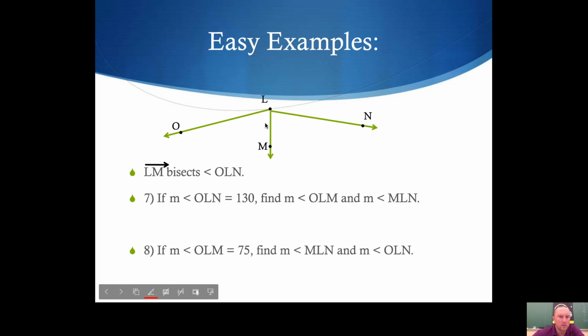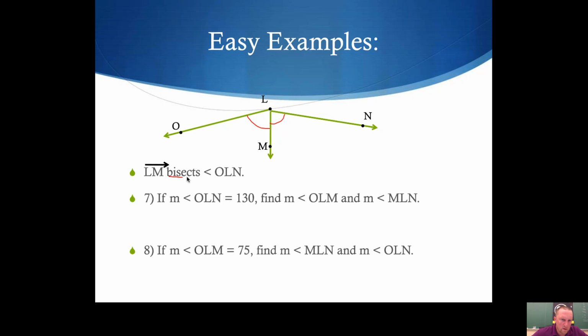Okay, so here's some easy examples. Ray LM bisects angle OLN. So we know this angle, whatever it is, it's the same as this angle measure. I stagger these arcs, that way it doesn't look like one big arc going across the big angle. These are two different arcs, same number of arcs, indicating that there's two different angles that have the same measure.